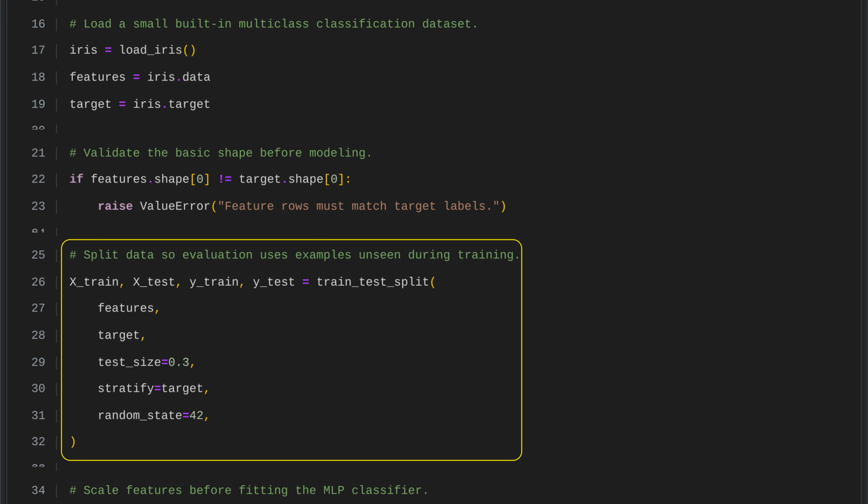The dataset is split into training and testing sets using Scikit-Learn's train_test_split function, with 30% reserved for testing. This lets the model be evaluated on data it did not see during training. Stratifying by the target keeps the class balance the same in both sets, and setting the random state to 42.